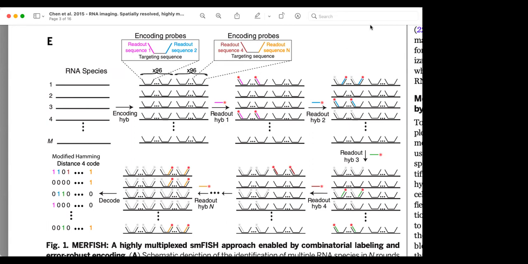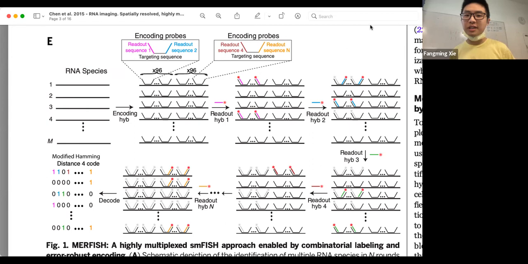Oh, great question. Color just represents different imaging rounds, but in reality, they are not using different fluorophores across different rounds. They are reusing the same color to actually image. This is just a visual to separate the different imaging rounds.